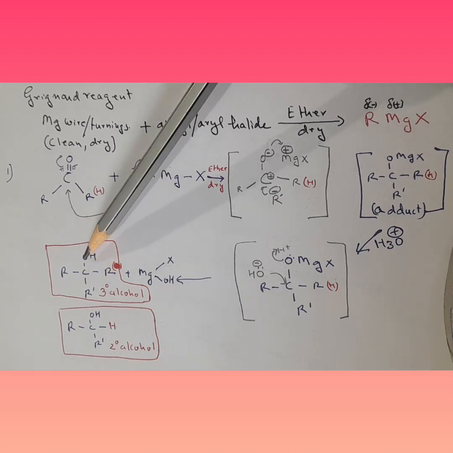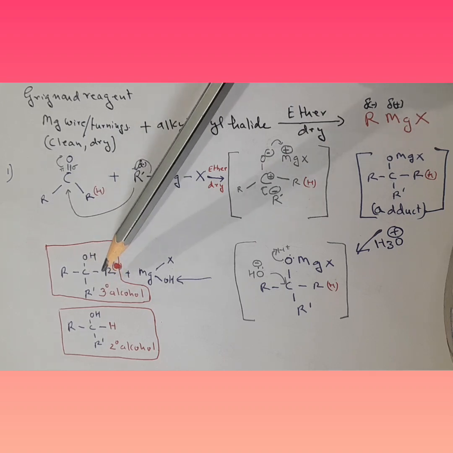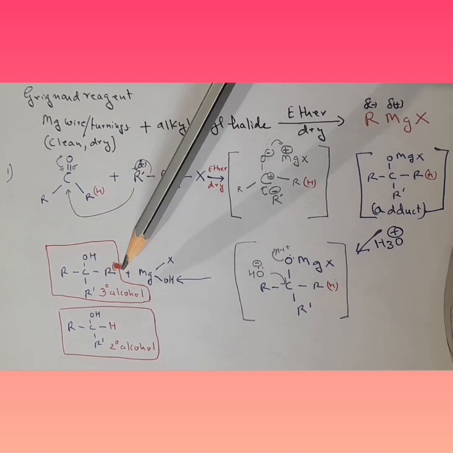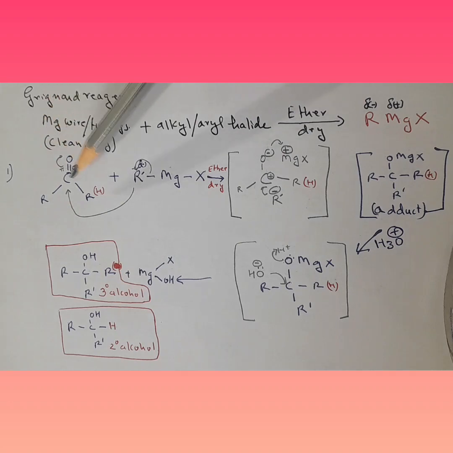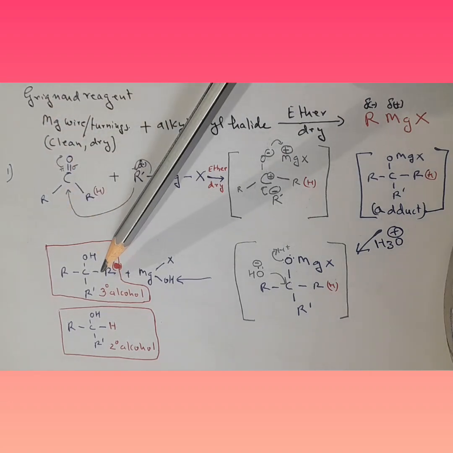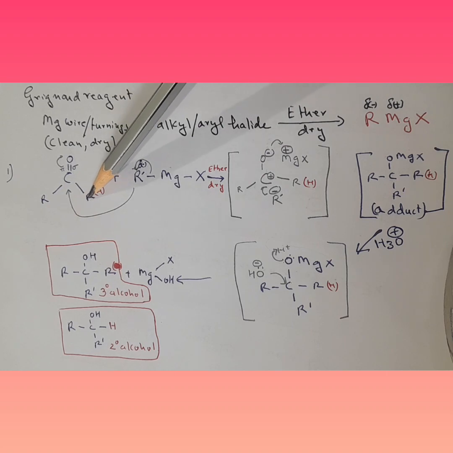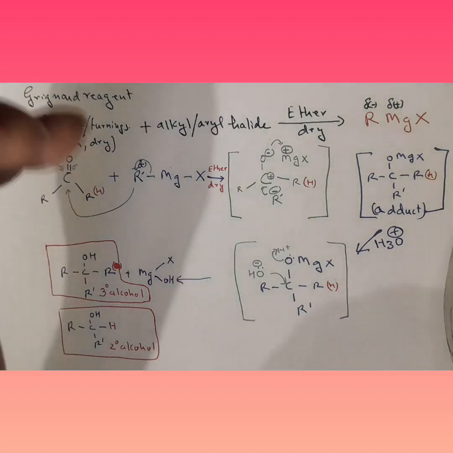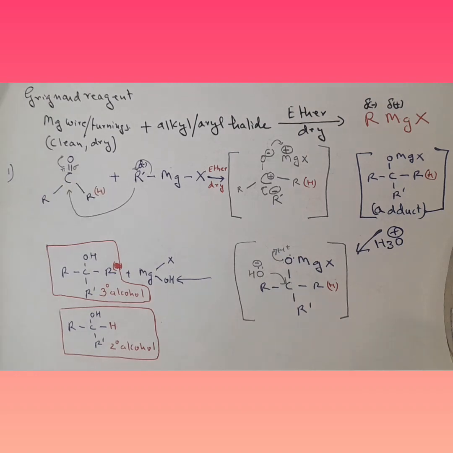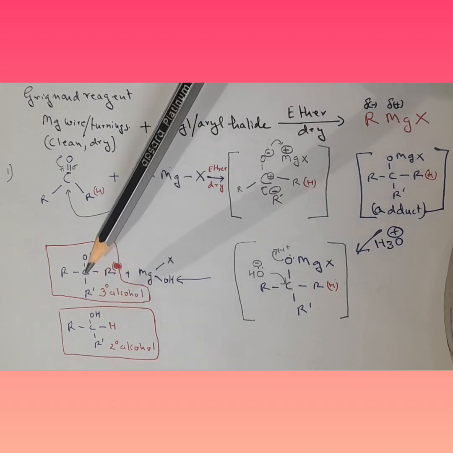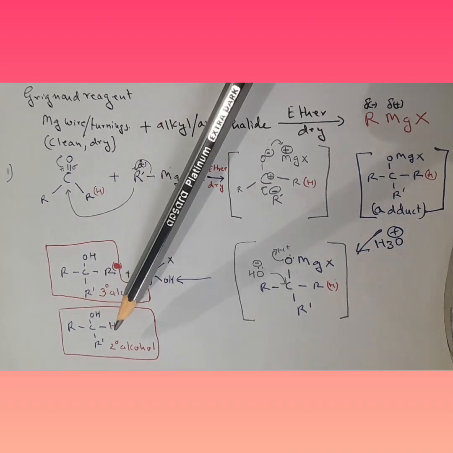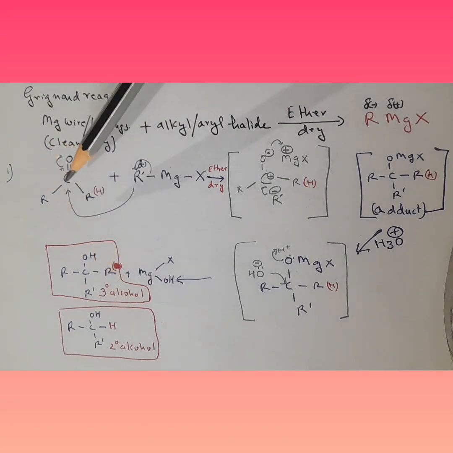So what we end up with is a tertiary alcohol. If this R had been H, then we would end up with a secondary alcohol. So if we start with a ketone, we end up with a tertiary alcohol, and if we start with an aldehyde, then we end up with a secondary alcohol. So we can synthesize tertiary or secondary alcohol depending on what starting material we have chosen, whether it's a ketone or an aldehyde. That's how we synthesize.